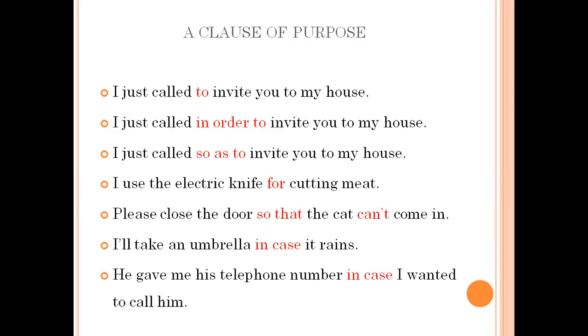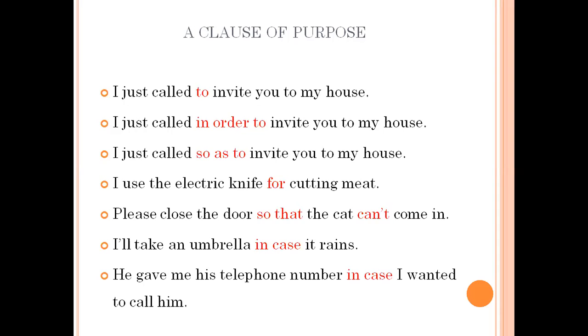First, as you see, number 1, I just called to invite you to my house. So the purpose of calling is inviting you. So I used to. This is a clause of purpose. Number 2, I just called in order to invite you to my house. The same. The purpose of calling is to invite you. In order to, and to are linking words for purpose.